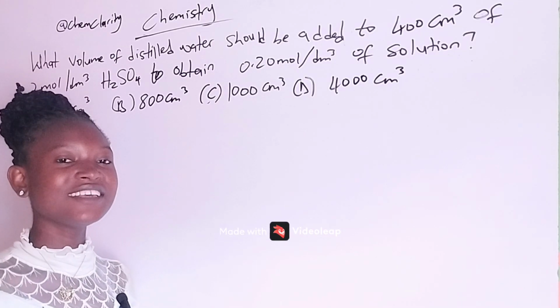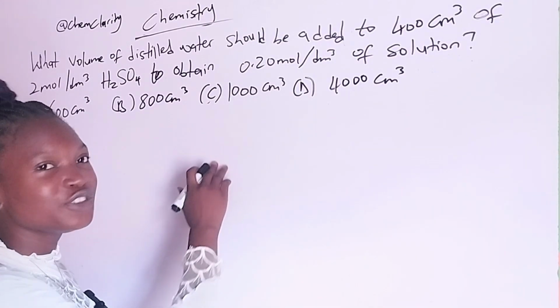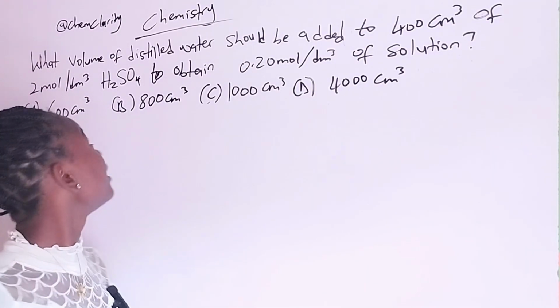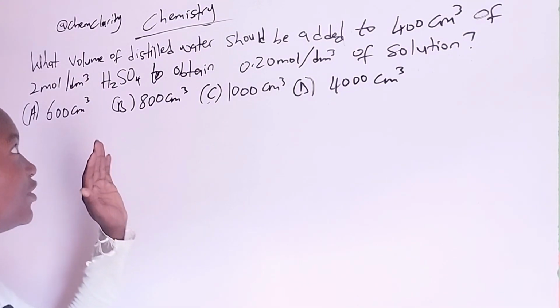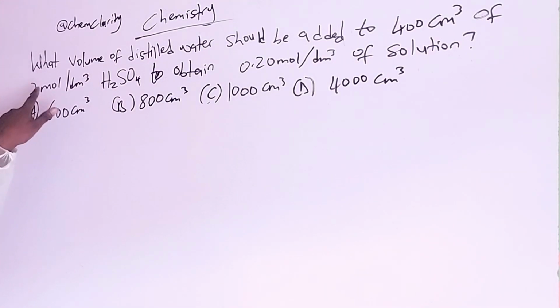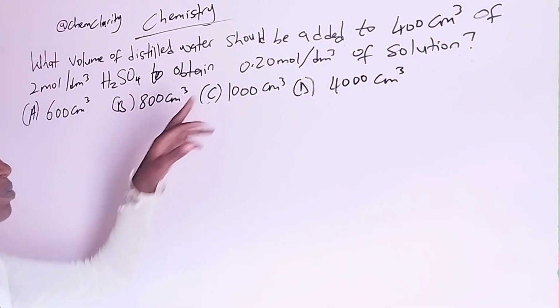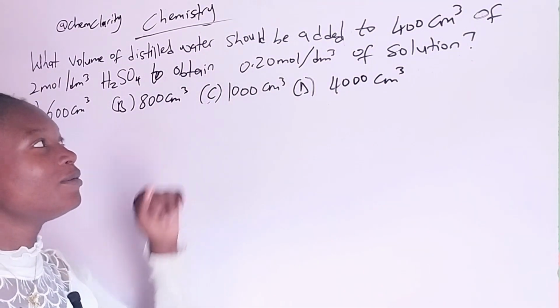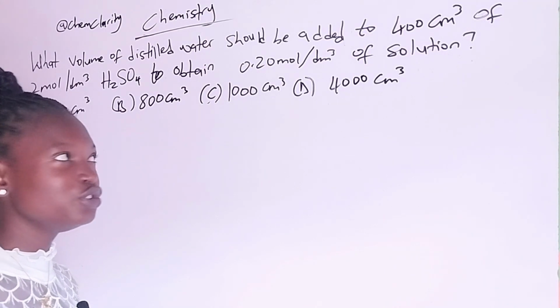Hi guys, let's say you come across this question in your JAMB exam. What volume of distilled water should be added to 400 cm³ of 2 mol per dm³ H2SO4 to obtain 0.2 mol per dm³ of solution?